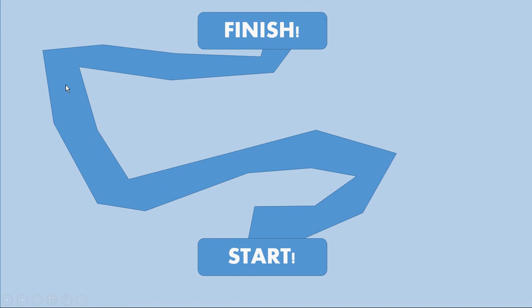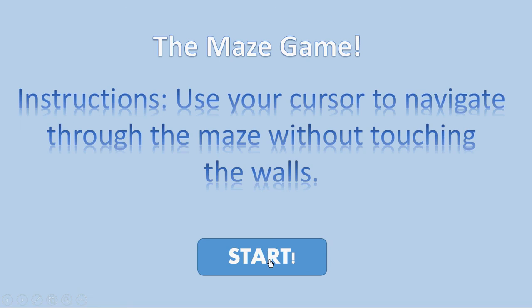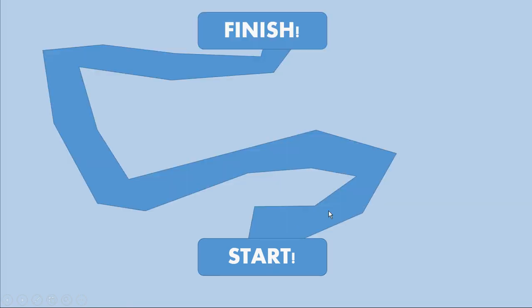All right. I'm almost there. Got it. There we go. Right as I go over the finish line, it says, you completed the maze. I can now redo or end the program. Well, I think I want to redo it because this just gives me so much joy. All right. Start. There you go. Oh, this is so fun. So fun. I could do this all day.